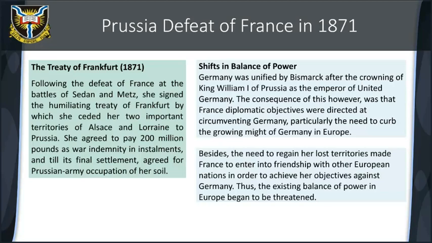Shift in balance of power. Germany was unified by Bismarck after the crowning of King William I of Prussia as the Emperor of United Germany. The consequence of this, however, was that France's diplomatic objectives were directed at circumventing Germany, particularly the need to curb the growing might of Germany in Europe. Besides, the need to regain her lost territories made France enter friendship with other European nations in order to achieve her objectives against Germany. Thus, the existing balance of power in Europe began to be threatened.